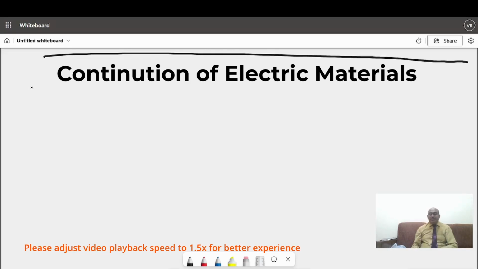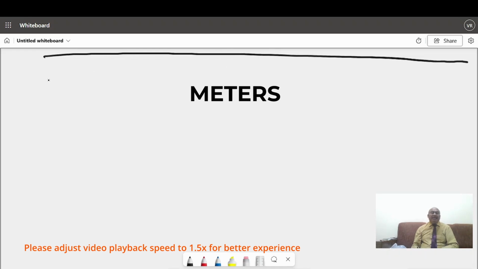This is the last class continuation. Last class we discussed the materials of electrical engineering: conductors, insulators, semiconductors, dielectrics, magnetic materials and special purpose materials. Now I will tell you about two very important meters. First one is the ammeter, second one is the voltmeter.